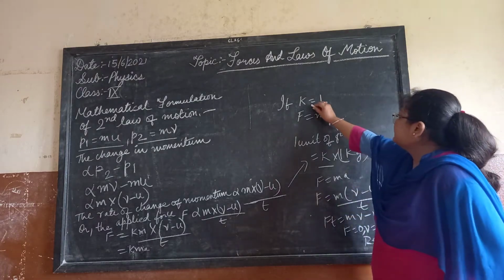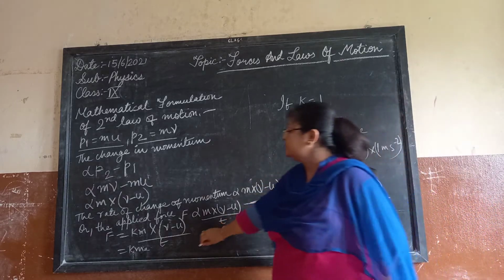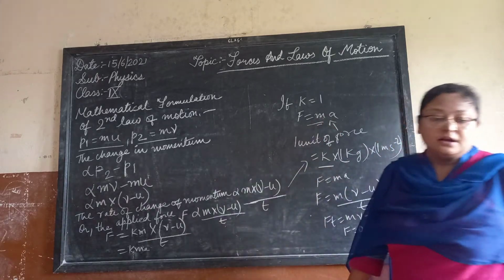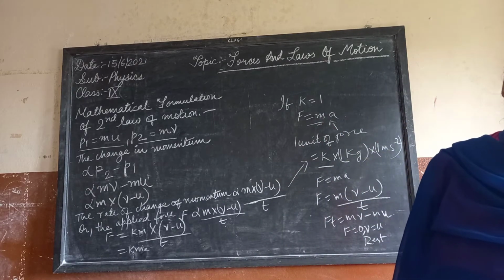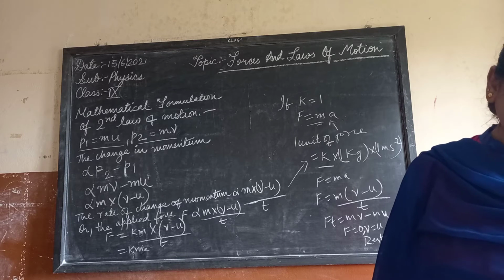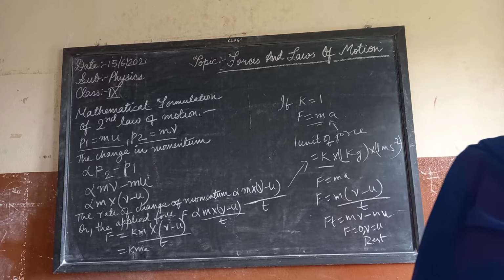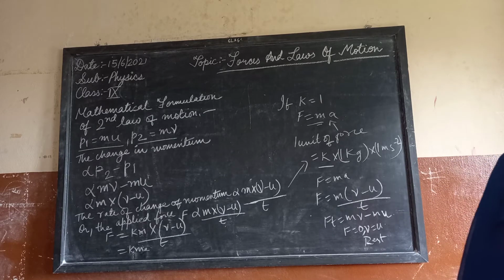If we take k equal to 1, then in this equation we get F equal to m into a. Some more things are given: the unit of force is kg meter per second square, or Newton, which has the symbol N. The second law of motion gives us the method to measure the force acting on an object as a product of its mass and acceleration.